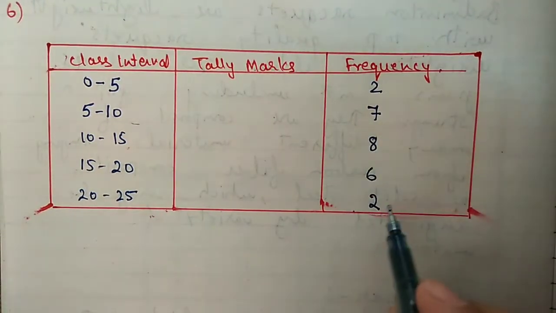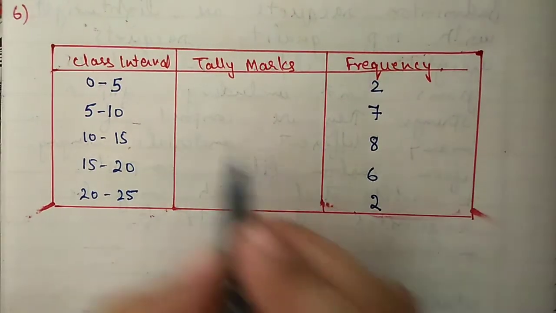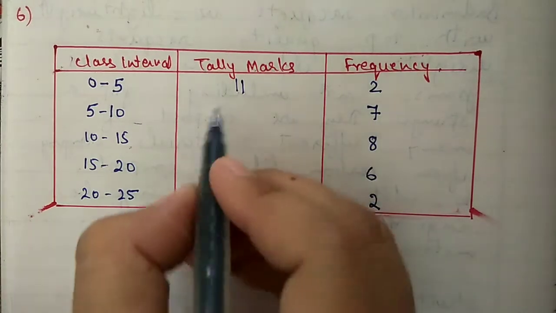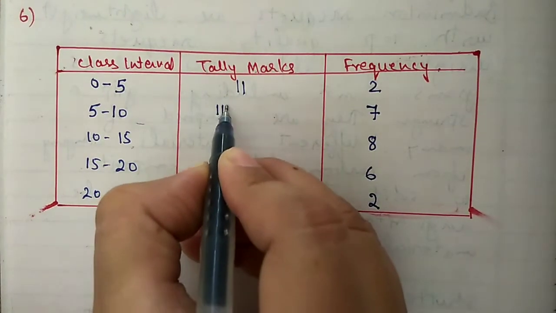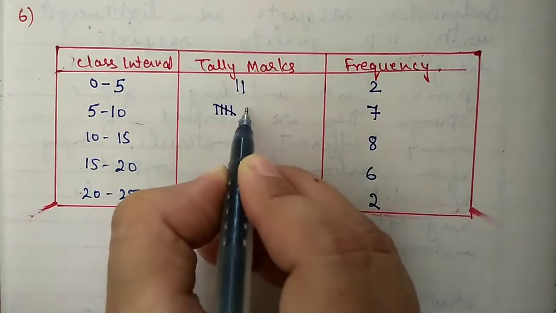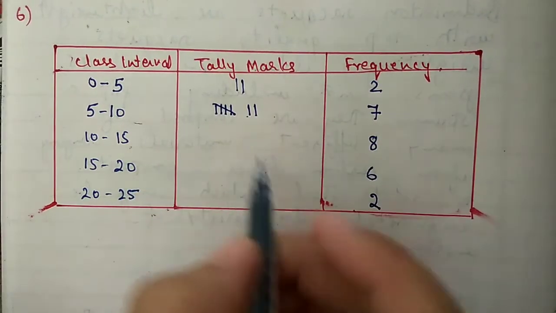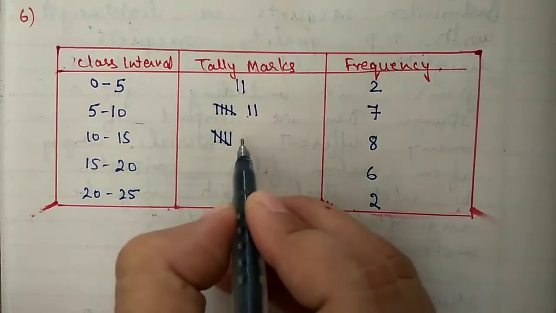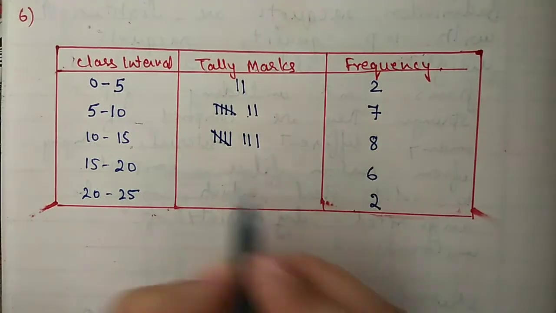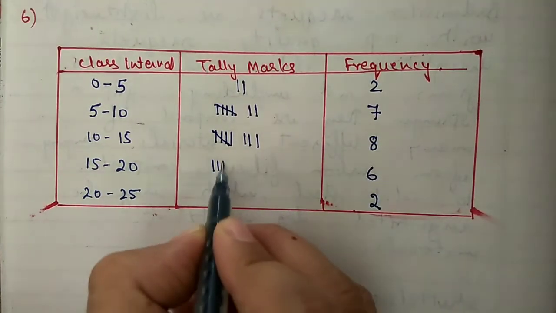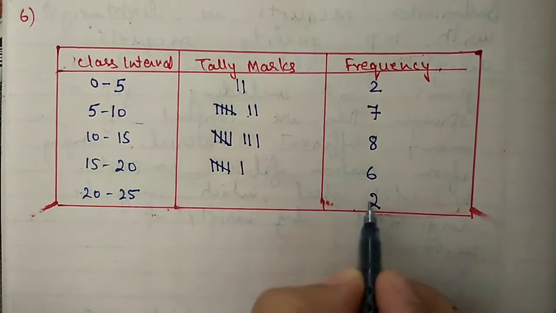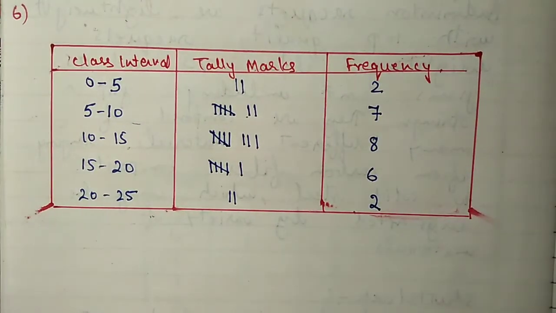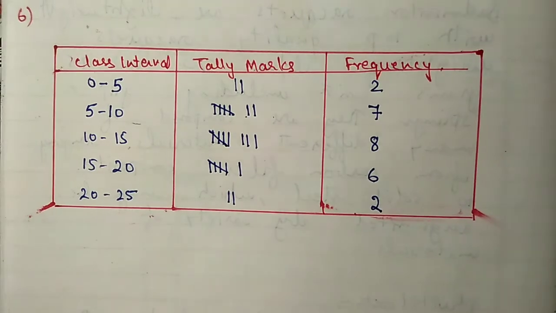This we have to represent by tally marks also. 2 means we represent by 2 standing lines. 7 means first draw 5: 1, 2, 3, 4, 5, and then 6, 7. 8 means 1, 2, 3, 4, 5, 6, 7, 8. 6 is 1, 2, 3, 4, 5, 6. Again 2 is 1 and 2. Like this you have to represent your data by a frequency table.